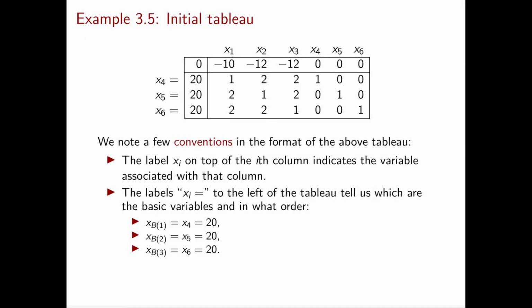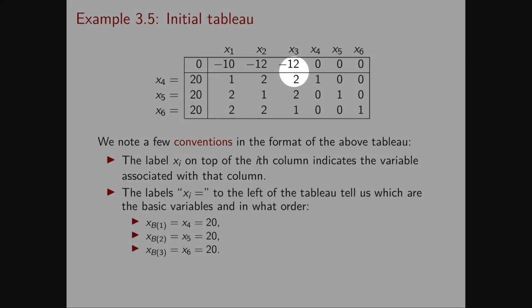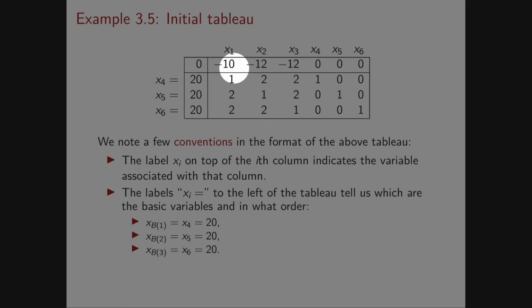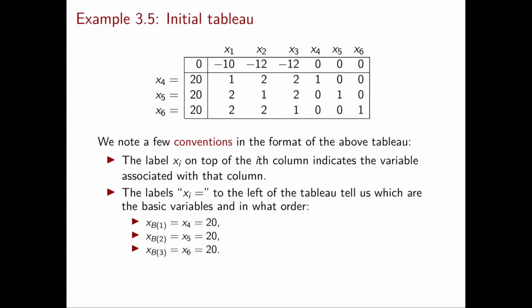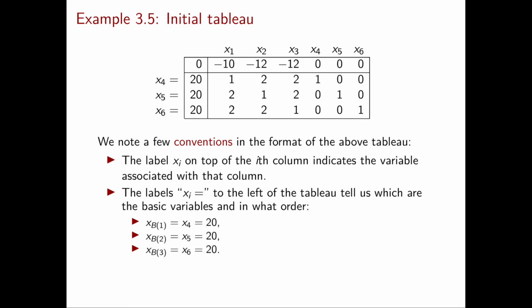For example, if I look at the column -12, 2, 2, 1, if I didn't have this label, I would have to count that this is the first, second, third column, so it is the one corresponding to x3. Now having the label here instead just allows me to quickly understand that without counting which column this is.